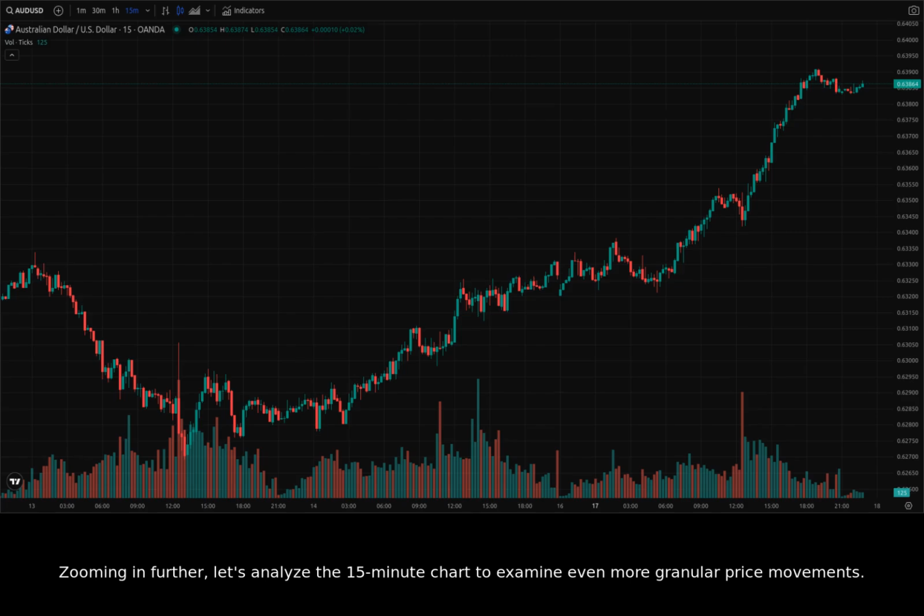Zooming in further, let's analyze the 15-minute chart to examine even more granular price movements. We can see some short-term price oscillations, indicating that this might be an indecisive period for the currency pair. This time frame may provide opportunities for scalping or short-term trades.